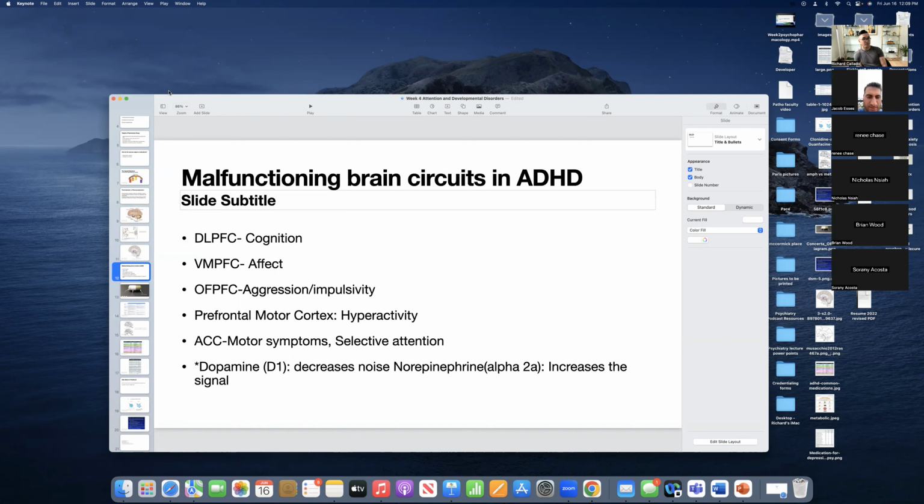ACC stands for anterior cingulate cortex, which is actually right above your corpus callosum. What is the corpus callosum? It's the part of the brain that connects both sides, your left and your right hemisphere. Anterior cingulate cortex is resting right above it, okay? And that has to do with selective attention.